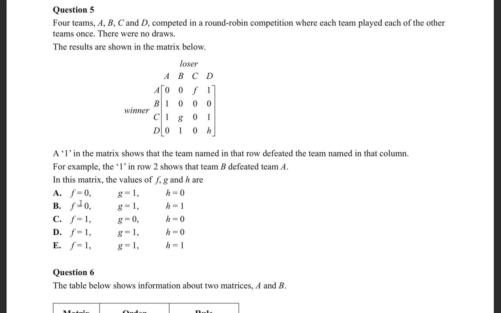So if we have a look at A and B, they've both got G as 1, so we won't test G. Let's test H. So H is where D combines with D. Now D doesn't play D. You can't play yourself in a tournament. So therefore H has to be a 0, and you'll see the leading diagonal in dominance matrices will always be 0 because players can't play themselves. So therefore F is 0, G is 1, H is 0, which means the answer has to be A.